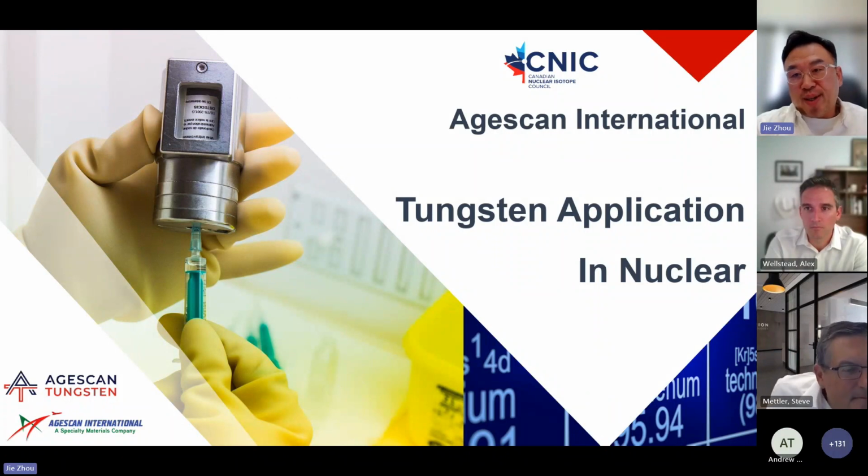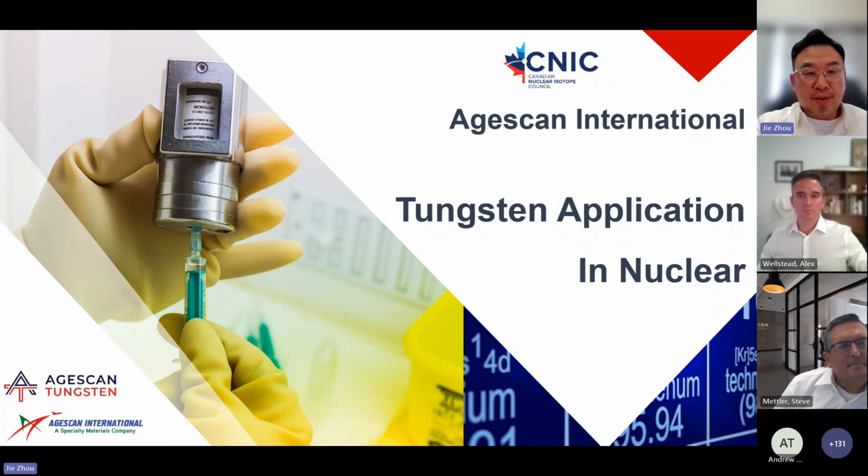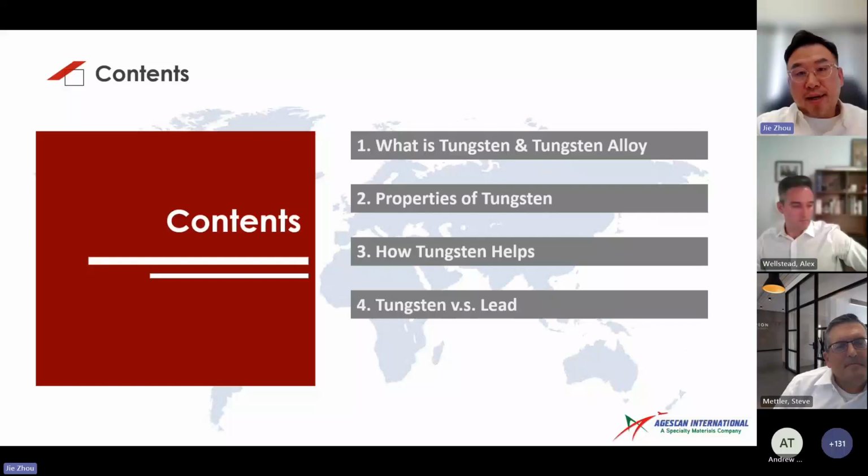Today I'm going to present a magical metal material called tungsten and its application in the nuclear sector. Here are the four main points I will share with you. What is tungsten, the tungsten alloy, and the properties of tungsten? Third, how tungsten can help in the nuclear isotope industry. And finally, we can compare tungsten and its main competitor, the metal lead, the pros and cons.